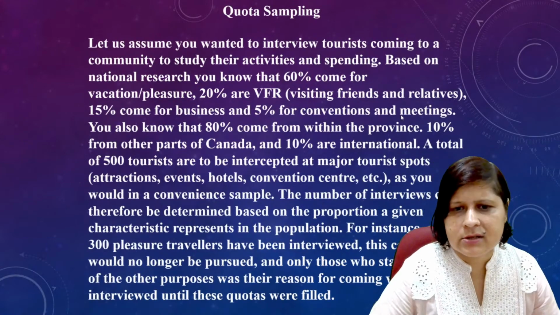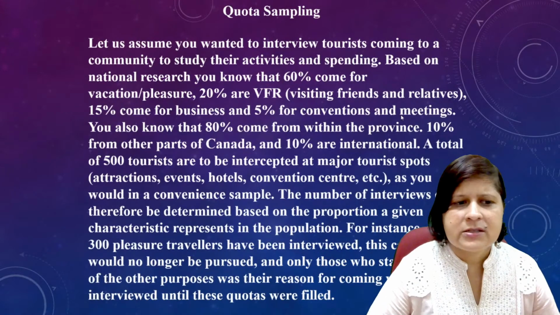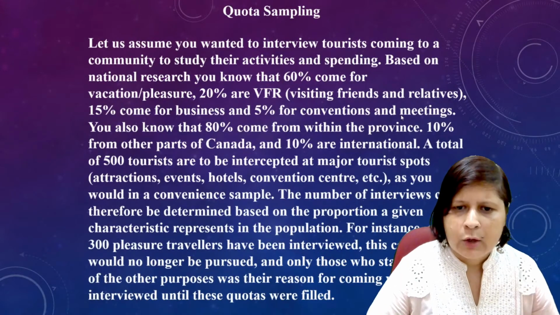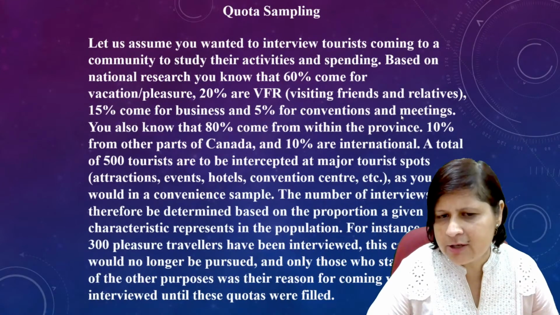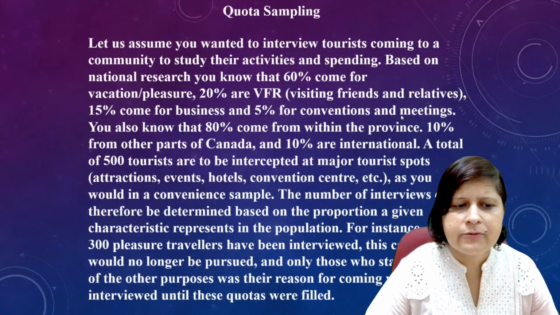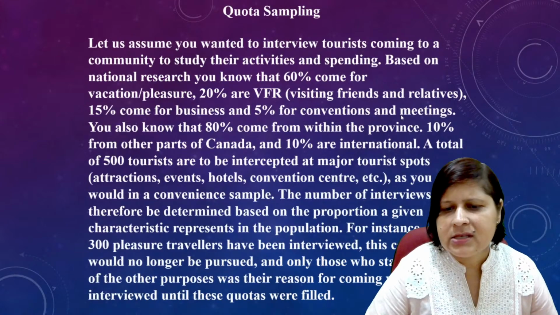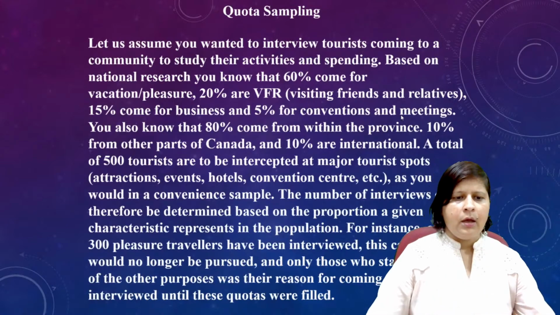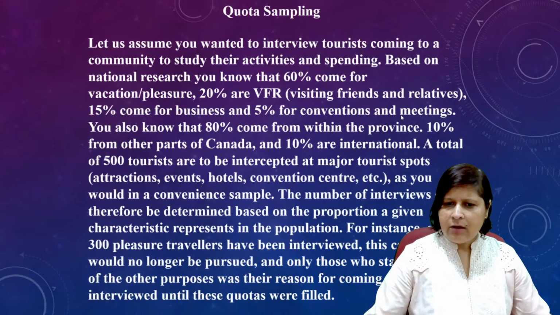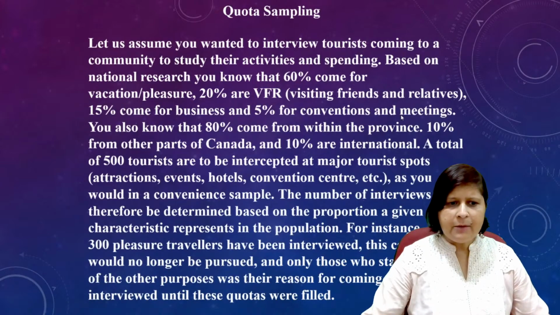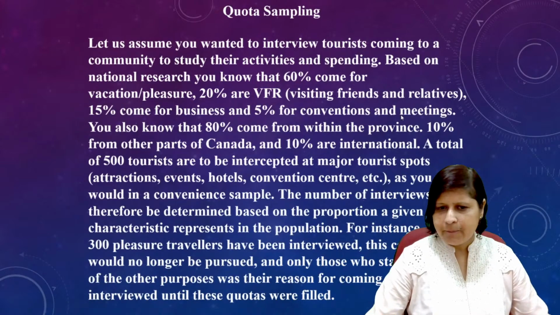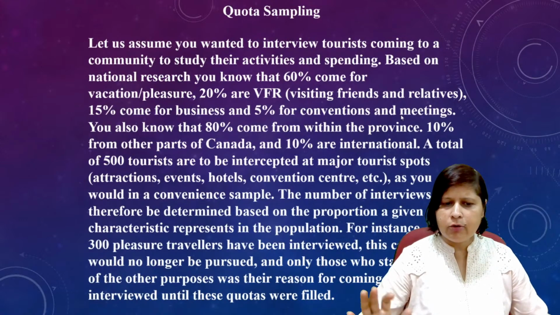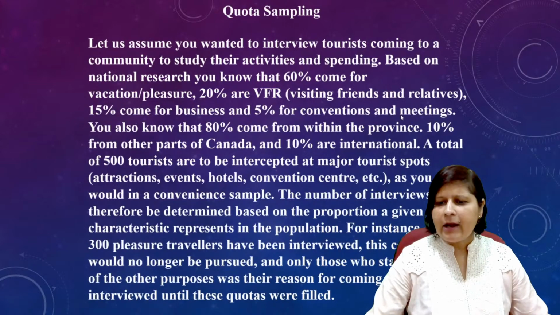Based on the national research, you know that 60% come for vacation, 20% for visiting friends or relatives, 15% come for business, and 5% for conventions and meetings. You also know that 80% come from within the province, 10% from other parts of Canada, and 10% are international. A total of 500 tourists are to be intercepted at a major tourist place, right?